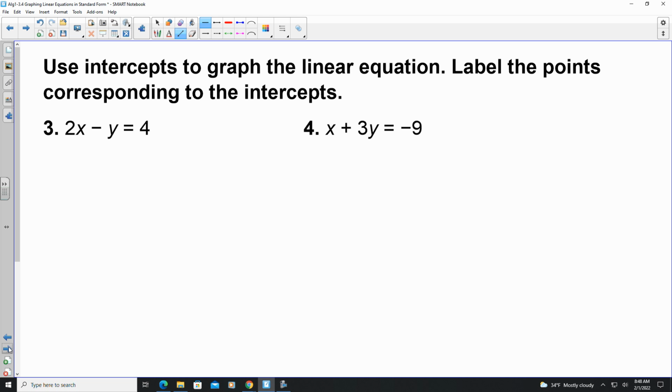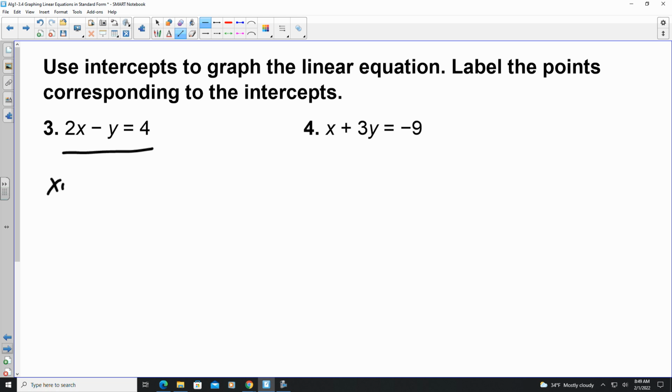Okay, let's take a look at number 3. For number 3, they want us to use the intercepts to graph the linear equation and label the points that correspond with the intercepts. Again, it is in standard form.